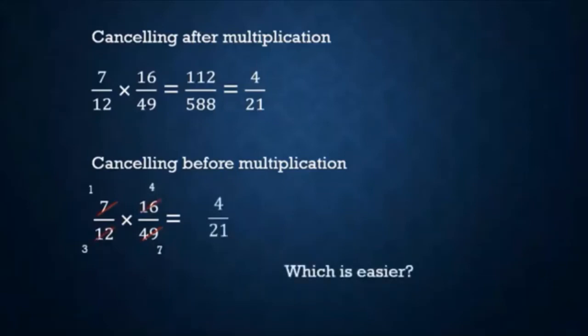So my question now is that which one is easier, cancelling after multiplication or before multiplication? I think cancelling before multiplication is easier, as it can be done easily and you don't need to find the HCF of anything. So it will be 4 by 21 or cancelling before multiplication.